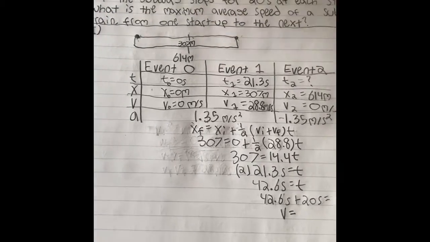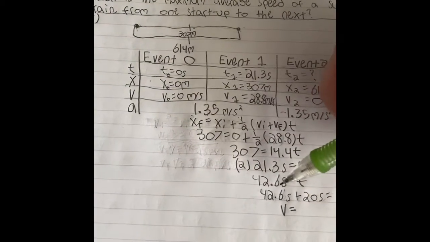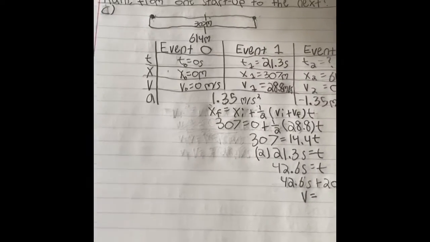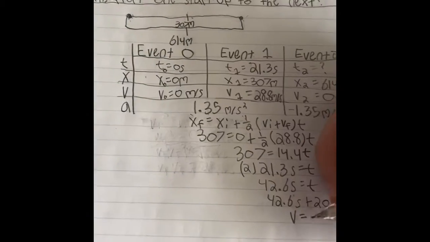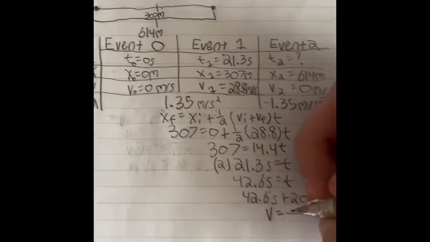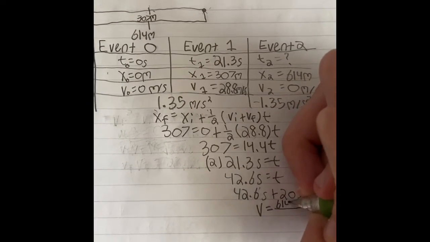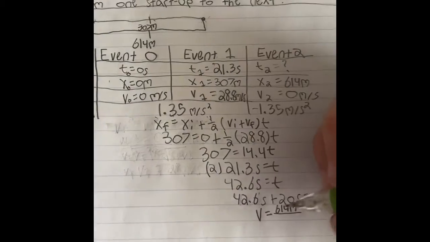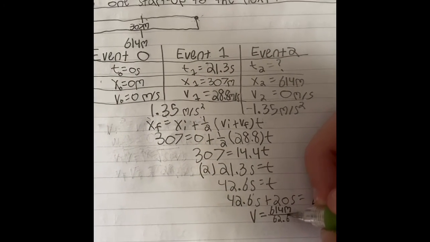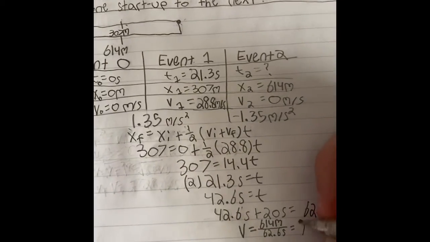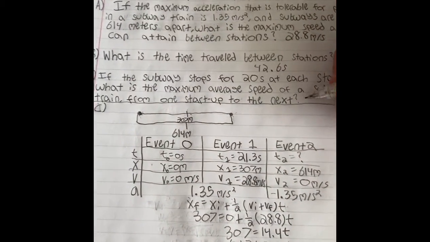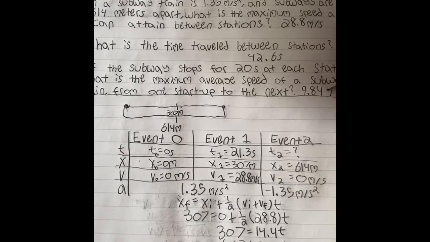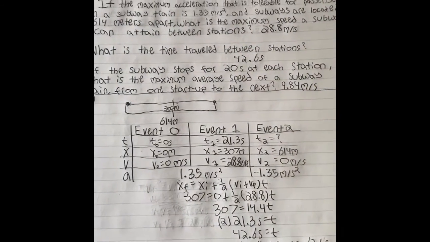So that means that if initially it's taking 42.6 seconds to cross 614 meters, now it's going to take 62.6 seconds to cross 614 meters. So meters over seconds, 614 meters over 62.6 seconds is going to give us 9.84 meters per second. So the answer to part C is 9.84 meters per second if it adds an extra 20 seconds in between stations.